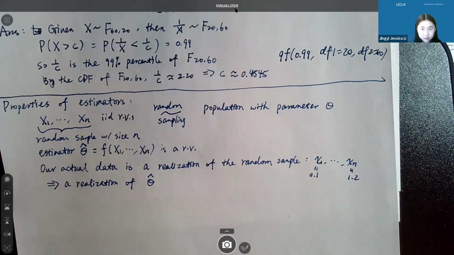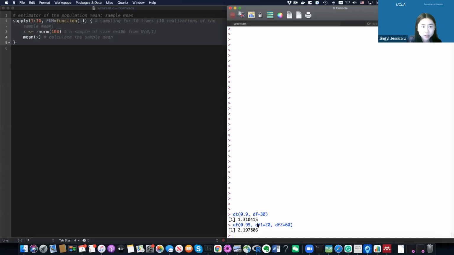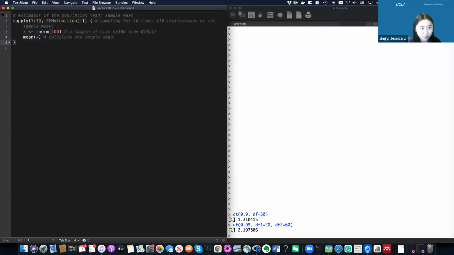Let me go back to R again. Let me share the whole screen. Let's say that I'm interested in estimating the population mean. And here my population is just a standard normal distribution with mean 0. I draw 100 observations from this normal, so my sample size here is 100, n equals 100. Each time I will get x1 to xn, one realization for each, and I compute the sample mean as an estimator of the population mean. I do this repeated sampling 10 times. So let's see, what do we get?